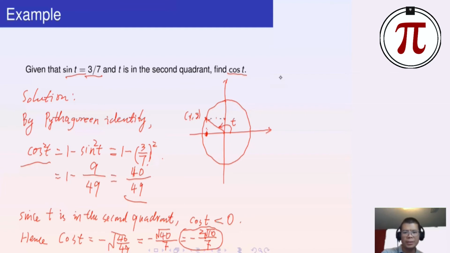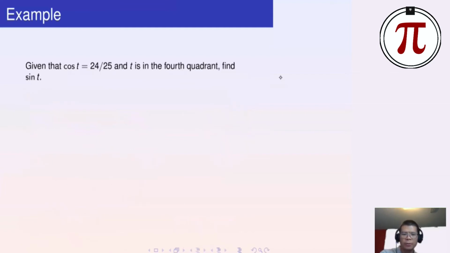All right. Let's move on to another one. Okay, Mustafa, can you read for us, please? Given that cosine t equals 24 over 25 and t is in the fourth quadrant, find sine t. Very good. All right, let's do this one. Let's again sketch.